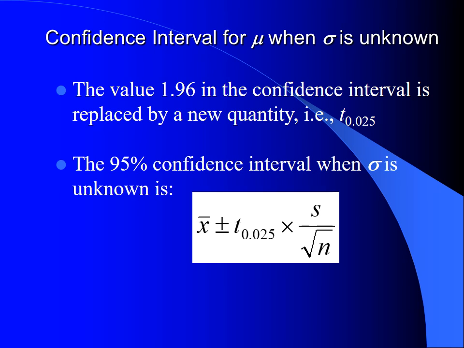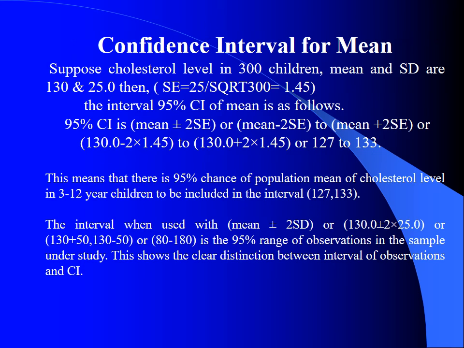Generally the population sigma is not known. We replace it with the sample standard deviation. So the formula becomes a t distribution here: x bar plus or minus t 0.025 multiplied by, instead of population sigma, an estimate of the standard error, which is s by square root of n. We make use of that. Let us have the same example where we dealt with cholesterol level in children.